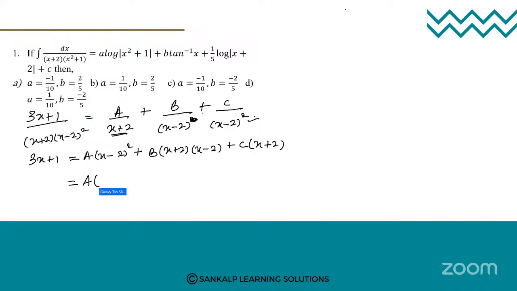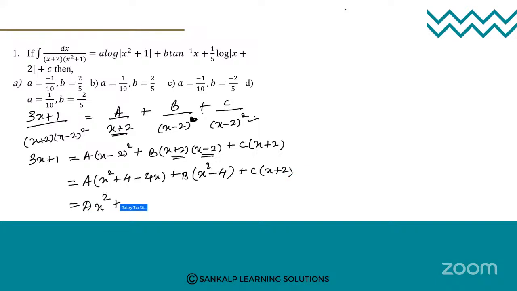So this is in the form of a minus b whole square, which is a square plus b square minus 2ab, which becomes x square plus 4 minus 4x. Now here, solve this. This is in the form of what? (a plus b)(a minus b), which is a square minus b square. So this becomes x square minus 4. Now this is c into x plus 2. Okay, now solve this bracket. This is ax square, a into 4 is 4a, minus 4ax. Here I'll get bx square, here I'll get 4b, here I'll get cx, and here I'll get 2c.